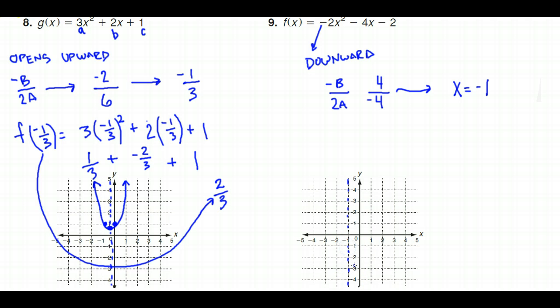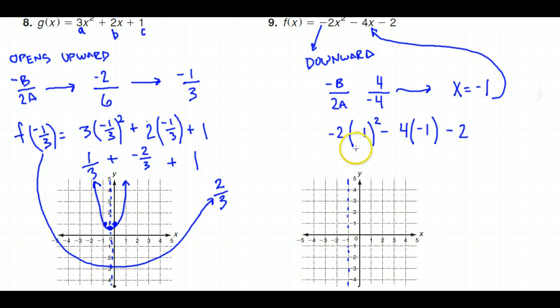Where is my vertex on that line? Remember, it's always on the axis of symmetry somewhere. So we're going to take negative 1 and plug it in for x to find my y value. So I have negative 2, and I always write this all out. Negative 2 times negative 1 squared, minus 4 times negative 1, minus 2. To evaluate that, we have to do the exponent first. Do not multiply this and then square it. That's a violation of the order of operations. So square negative 1, you get positive 1, then multiply by negative 2.